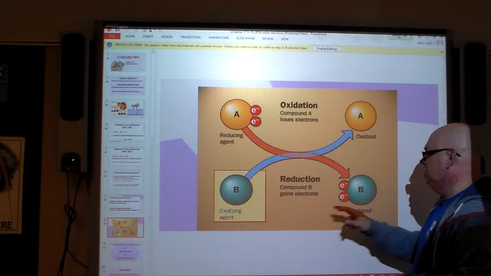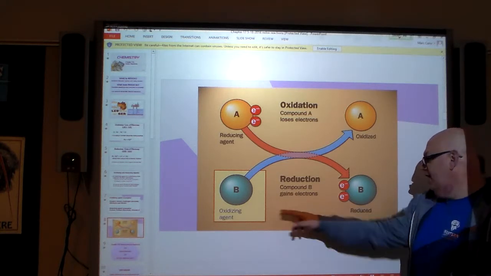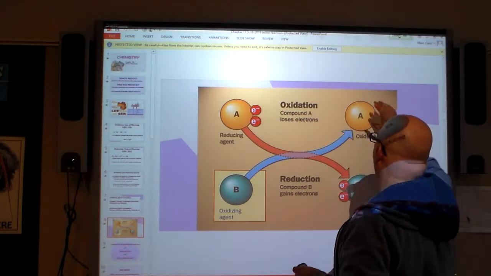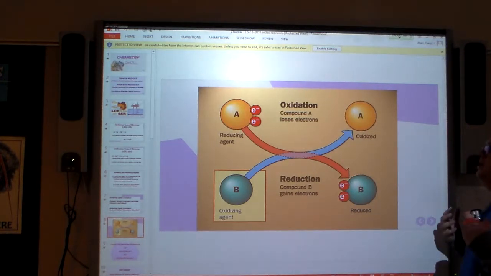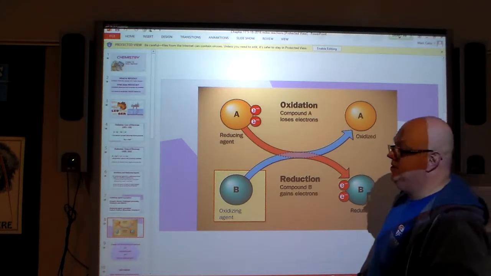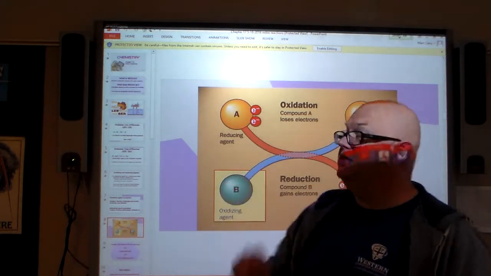So the oxidizing agent picks up electrons, it's reduced. The reducing agent ends up giving electrons away, and thus it is oxidized. That's the difference between the two.